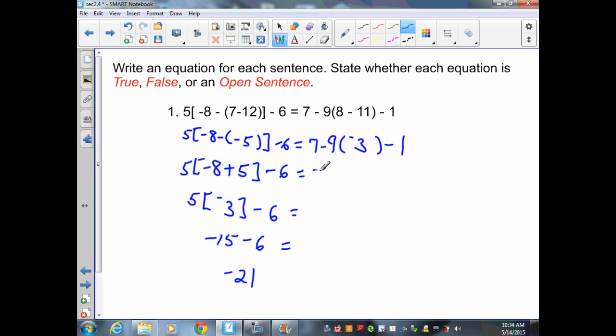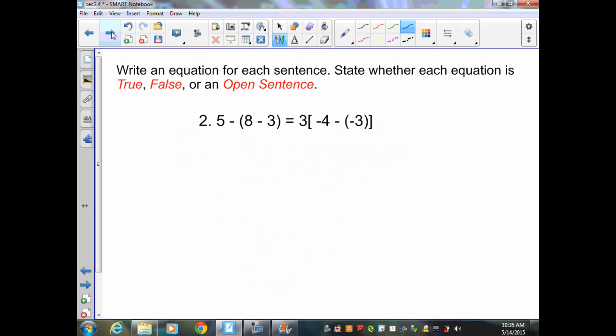I'm going to bring down the 7, minus 9 times a negative 3. That's a negative 9 times a negative 3. 9 times 3 is 27, but a negative times a negative is a positive 27. Bring down the negative 1. 7 plus 27 is going to give me 34 minus 1. And my solution is 33. So the big question is, does a negative 21 equal 33? It does not equal. Therefore, this is a false equation.